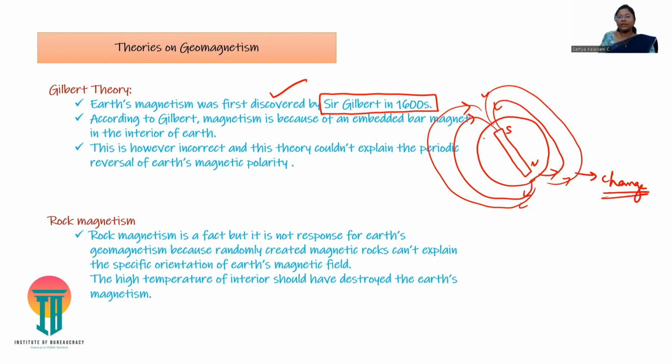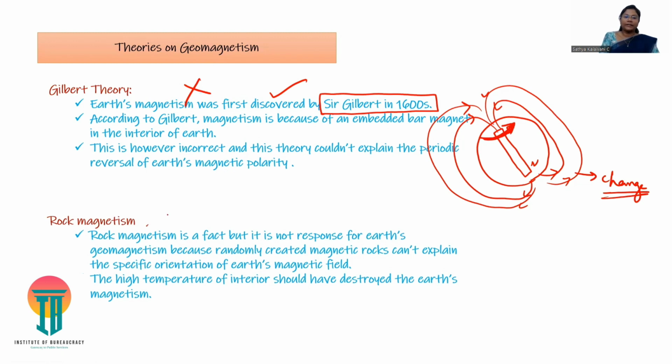Okay, from Canada it is moving towards Siberia. So if there were a permanent magnet, then changes like this should not have happened. So the entire theory became irrelevant. But one credit is that he was the first person to describe such a property to Earth.